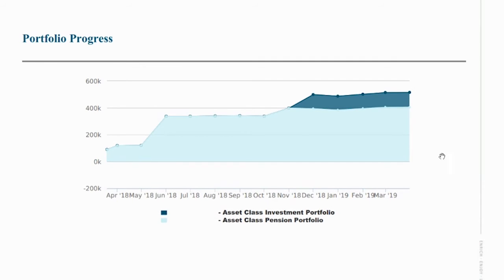Next, we have the portfolio progress report, which gives you a bit of an idea on how your investments are tracking over time, taking into account different market events, contributions, and withdrawals that you might make over the reporting period.